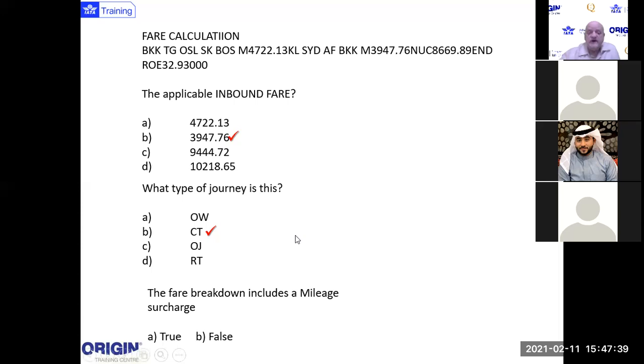Right, the fare breakdown. This is a fare calculation and it breaks down the fare. In this fare breakdown, there is a mileage surcharge. True or false? No, it's false because if there's a surcharge, we'd have 5M, 10, 15, 20, 25M.